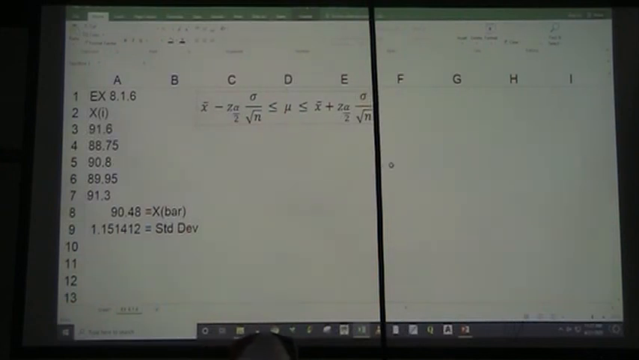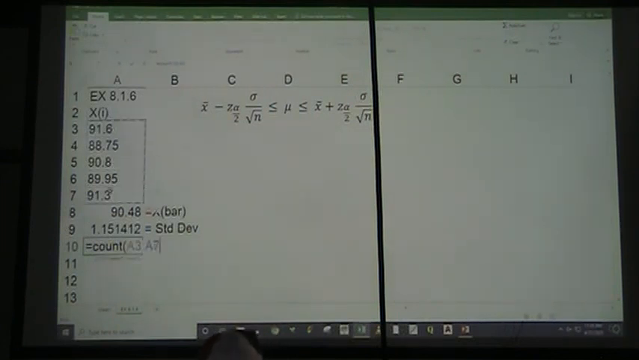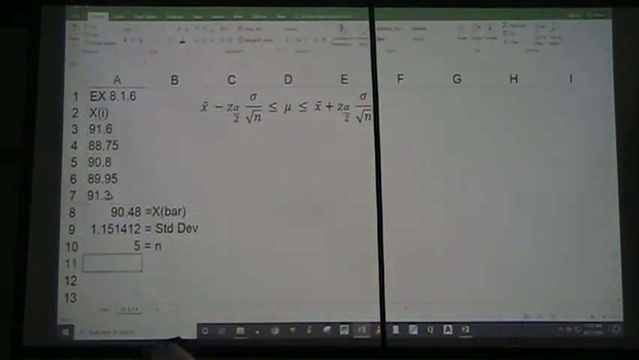All right, now, what am I missing over here? I need my sample size, right? So I'm going to say this is equal to count. Just highlight my numbers. Obviously, in this case, how hard would it be to just count it by hand? But I want to teach y'all what to do if you have a really large data set, because that is going to happen to you sooner or later.